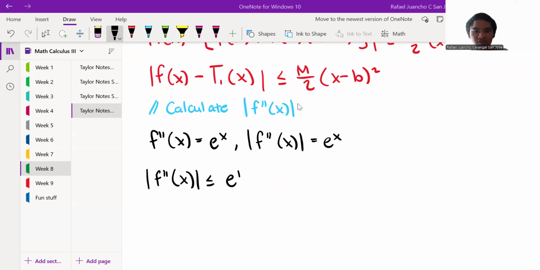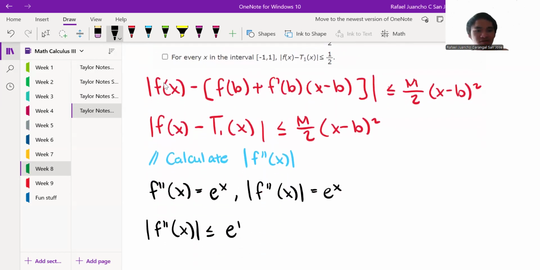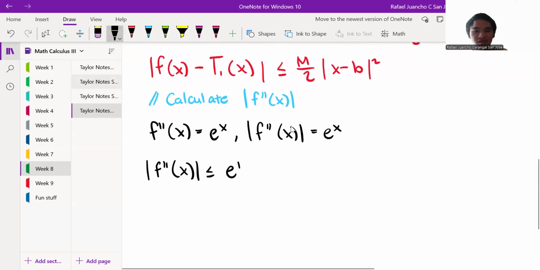Okay, let's just do this step by step. So how do we calculate the error bound? Let's use this formula here, right? We also say this is an absolute value. And then we want to calculate the second derivative here, which actually just gives me e to the x. And then we just plug both values in, right?